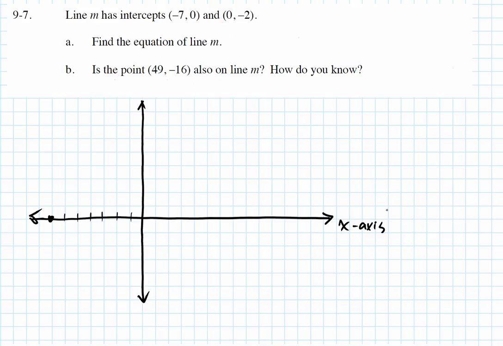And then the other point is (0, -2). So I'm going to stay right here. I'm not going to go to the left or right, but I'm going to go down 1, 2 units. So here's my other point, (0, -2).